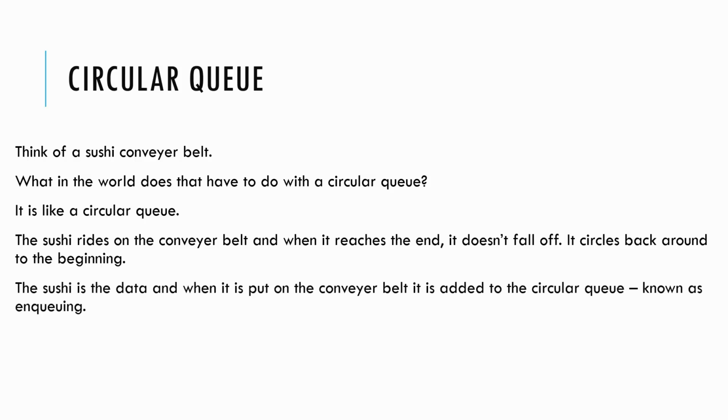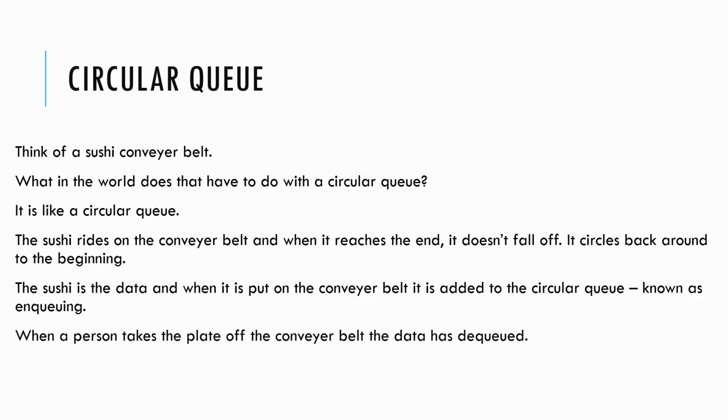Now, the sushi is the data, and when it's put on the conveyor belt, it's added to the circular queue. We call this enqueue or enqueuing. When a person takes a plate off the conveyor belt because they want to purchase it and consume that sushi, we say the data has been dequeued.